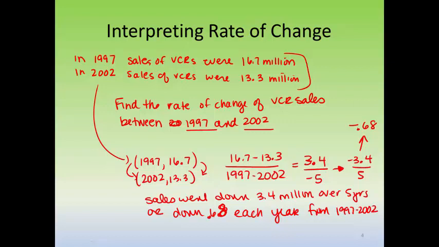Okay, so I gave you a lot of information here. All right, if I wanted to talk about 3.4 million over 5 years, I used the word down instead of using the negative. Okay, then I said, well, it also went down 0.68 each year between these years. So that's actually probably more informative to us because I want to know about each year, not this general 5-year thing. So here we are interpreting the use of rate of change.